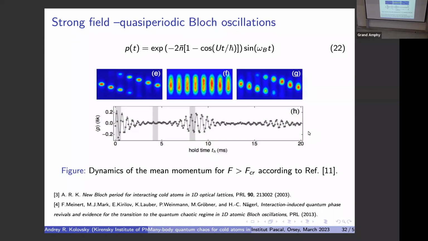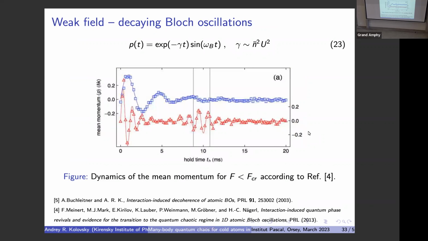Then, of course, in this case we switch to the case of weak driving, this is the blue curve, and observe the exponential decay of the Bloch oscillation. So this is one of the proofs of the presence of quantum chaos in the Hubbard model.